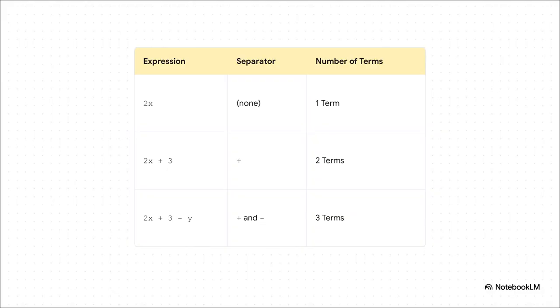Now, here's where it gets interesting. How do we tell these notes apart? Like, how do you know when one term ends and the next one begins? Well, the secret is actually super simple. You just look for the plus or minus signs. They're the separators. So 2x by itself, that's just one term, a single note. But in 2x plus 3, that plus sign splits them apart, giving us two distinct terms. And if you have 2x plus 3 minus y, now you've got two separators, which means you've got a melody of three terms. It's really that straightforward.